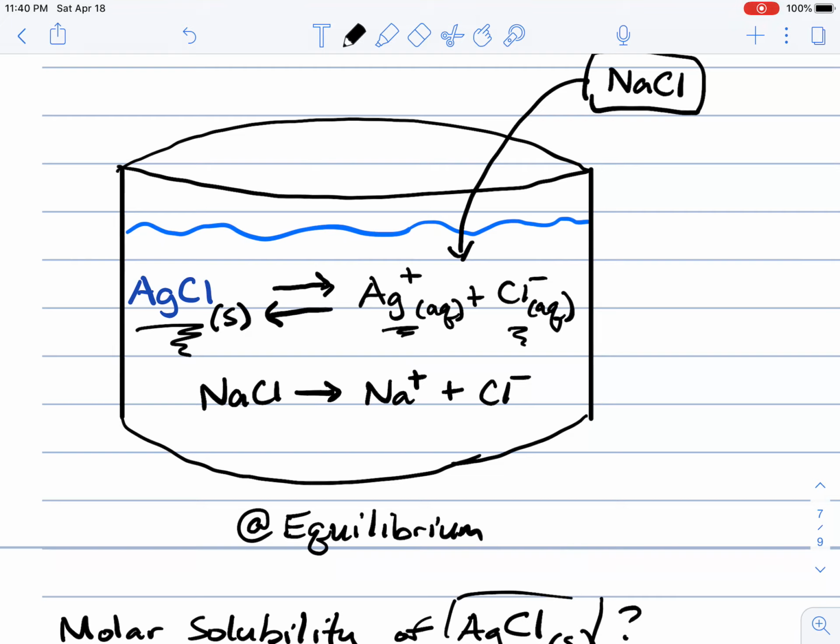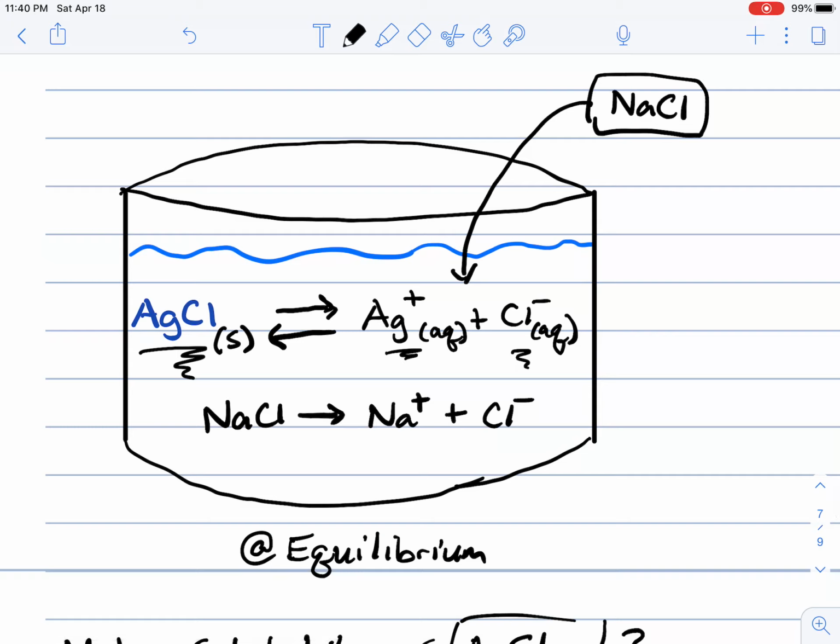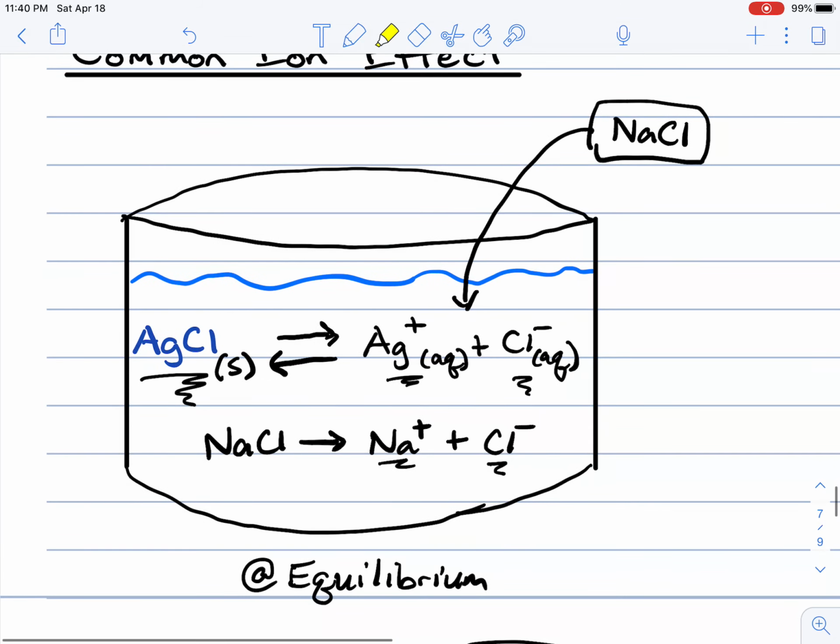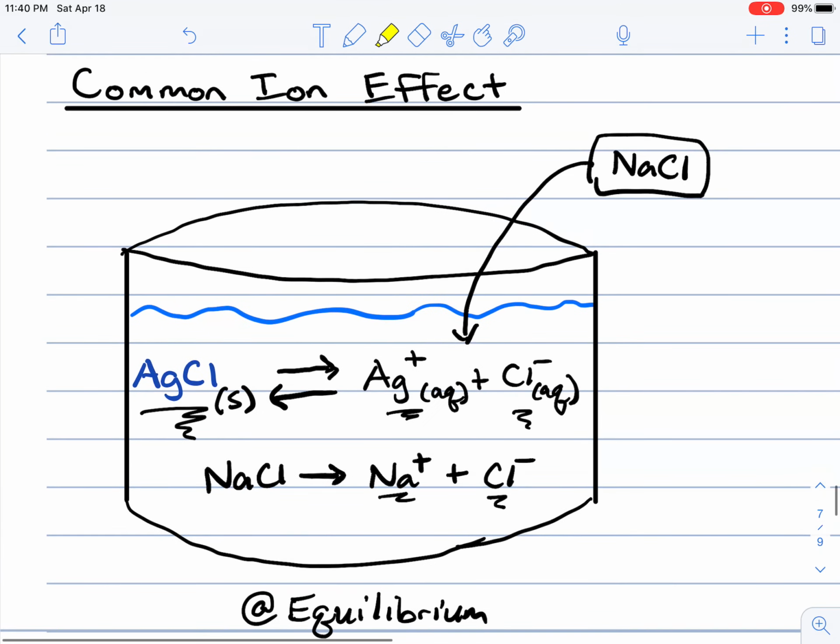So I want you guys to notice that the arrow does point one way, so it's understood that most, if not all, of the sodium chloride will dissolve to produce the sodium ion and chloride ion. Now, if you guys are looking at these two equations, you'll notice that there is an ion that is in common between both of these chemical equations. Hence the name common ion. And so chloride is a common ion between these two chemical equations.